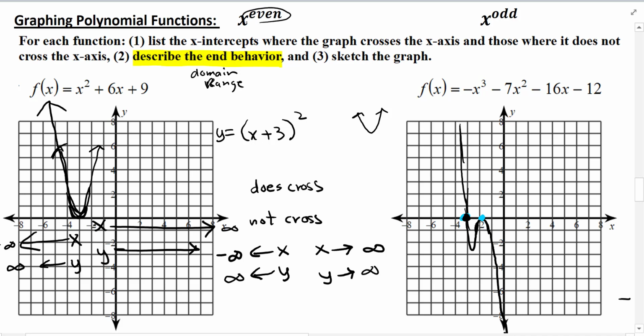So this is what you need to understand on polynomials. When it's x to the even, their end behaviors are going to be the same. And when it's x to the odd, remember, a linear looks like this, a cubic looks like this. Their end behaviors are going in the opposite direction of each other.